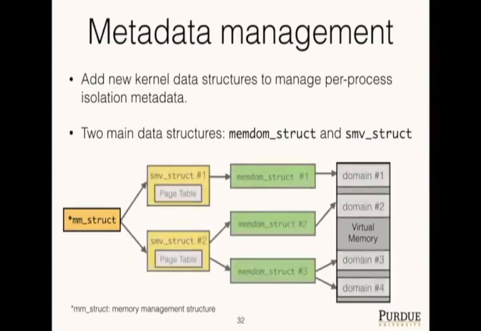For metadata management, we added several data structures to record the per-process isolation setup in the kernel space. The most important ones are the mdom struct and the SMV struct. They record the privilege setup and virtual address mapping with privilege information inside the kernel, so that the attacker cannot bypass kernel-level protection to crack SMV's design. It has to exploit the kernel in order to attack SMVs. So you will notice each SMV uses one page table. We describe how we separate the page table in the next slide.